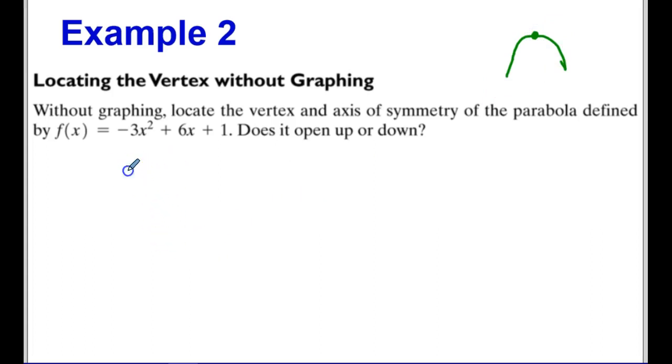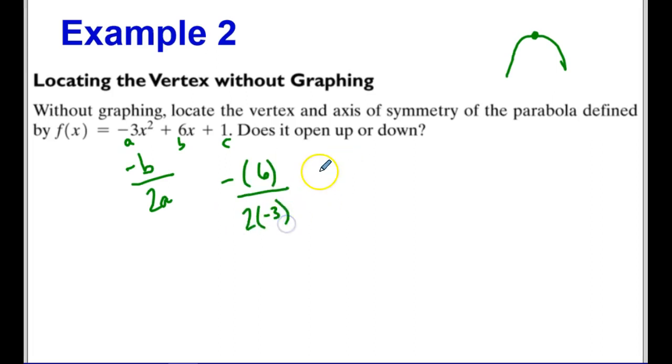Okay, so to find the vertex, I have negative b over 2a. Well, I know my values go a, b, c, and I need to always make sure that my equation is written in standard form first. So I have all of my terms on one side, and my variables have a decreasing exponent. So I take negative b, which was 6, over 2 times a, which is negative 3. So I have negative 6 divided by negative 6, so the x value of my vertex is 1.